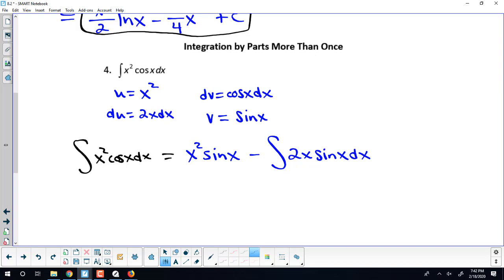So the original integral involved x squared times a trig function. Now we have this linear times a trig function. We've sort of worked it down a power. It is simpler, I guess, in that regard, but it's still a product of two functions. We've got our 2x and a sine x, so that is integration by parts once again.